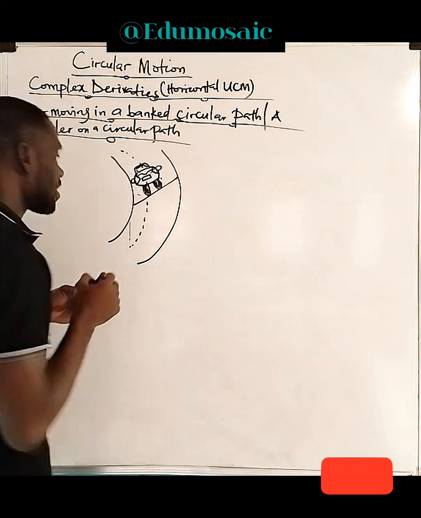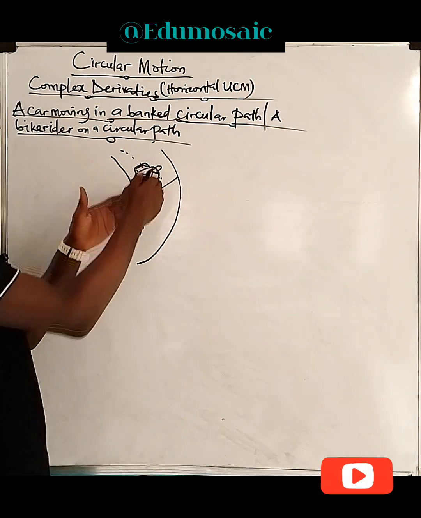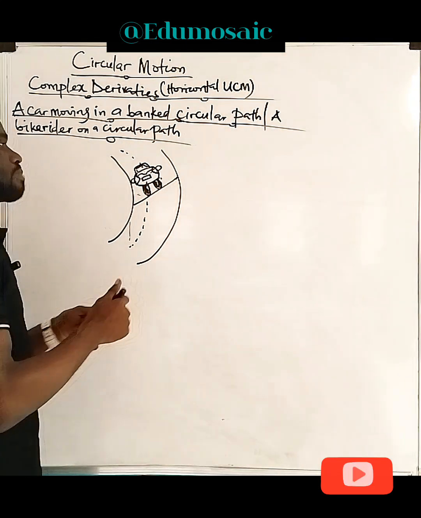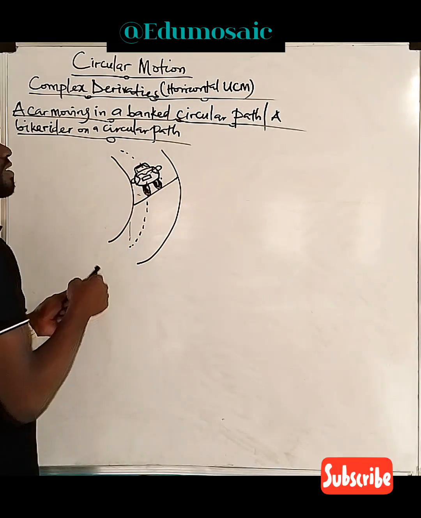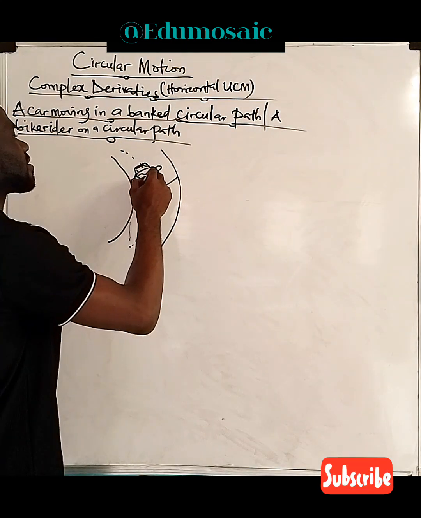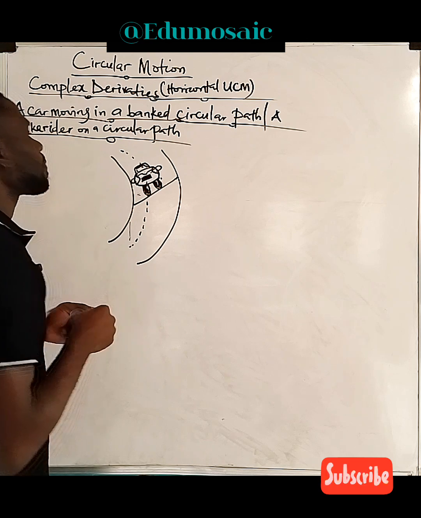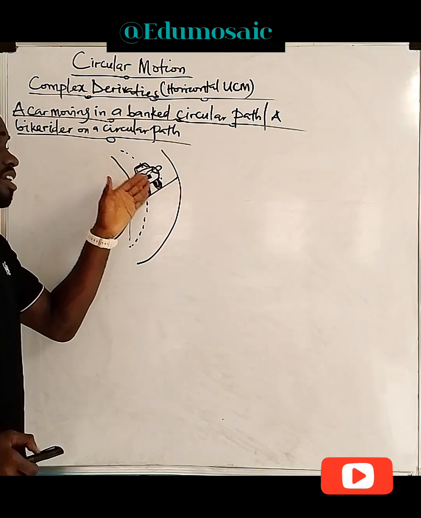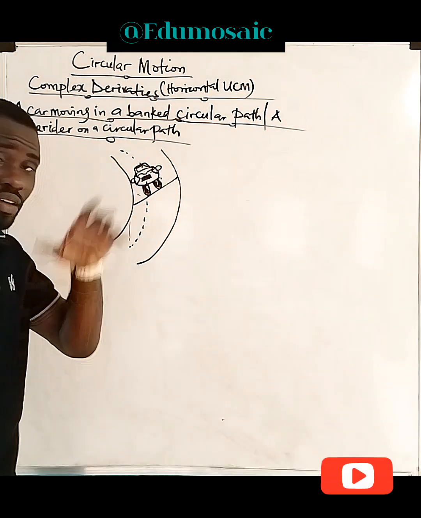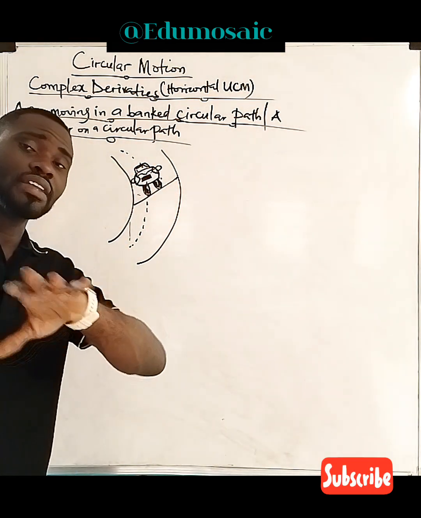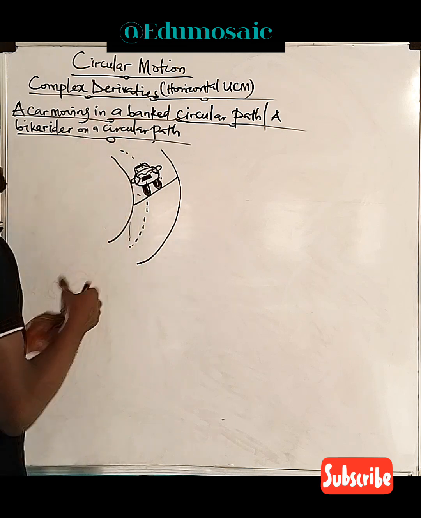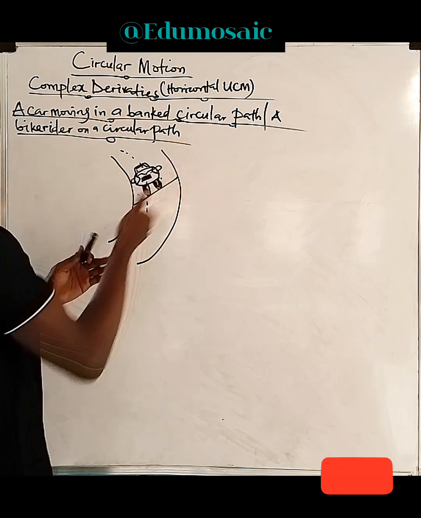As you can see, this car is moving on this banked road. The road is not a plain road. It's not a plain circular path, so it is banked. As you can see, there's a kind of angular motion. You have angular movement here, unlike the other one that is plain. So the movement here is angular, and this car keeps moving like this on this banked surface.